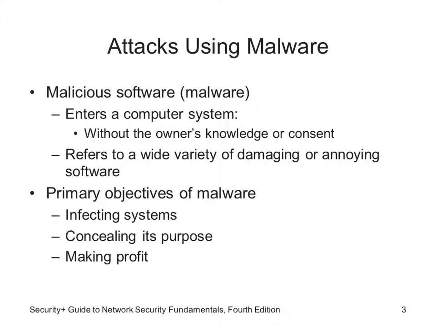Basically what happens here is it enters a computer system without the owner's knowledge, and then can do a variety of different things damage-wise to the computer. Malware can be either annoying only, or it can do damage, like overwrite every file with an ICO extension or something like that. The primary objective of malware is to infect systems, conceal its purpose, and make profit. A lot of malware, by the way, used to be found in games that folks would download. Anymore, it can be found in links people click on in email, on your phone even. Malware can be had on Android devices fairly easily, and also Windows phones as well.